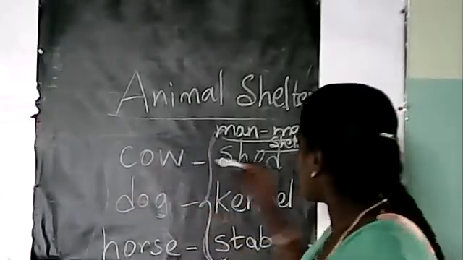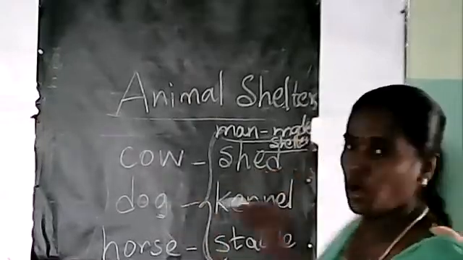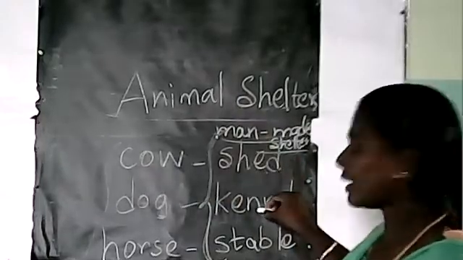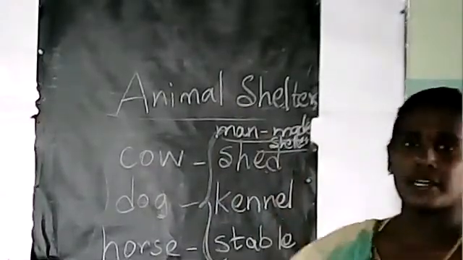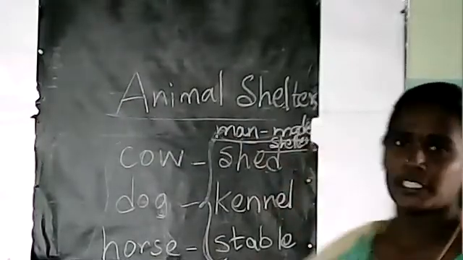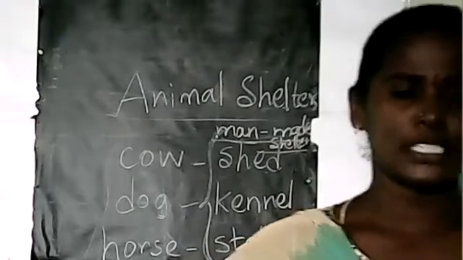So where does the cow live? In a shed. Where does the dog live? In a kennel. Where does the horse live? In a stable. Who builds all these, the shed, kennel and stable? Man. We build them. Man-made shelters. So these are all called man-made shelters.